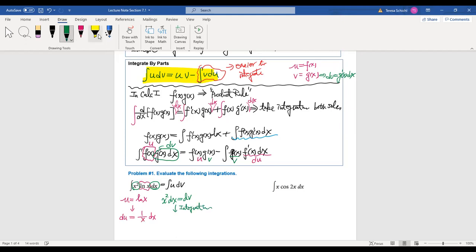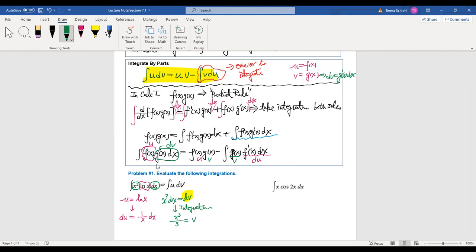Why do I want to do the integration here? Because I want to find the v here, and here I have a dv. So for x squared, how do I do the integration? Oh, easy, it's x cubed over 3. So x cubed over 3 is v.